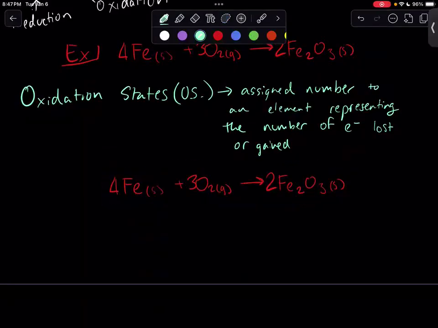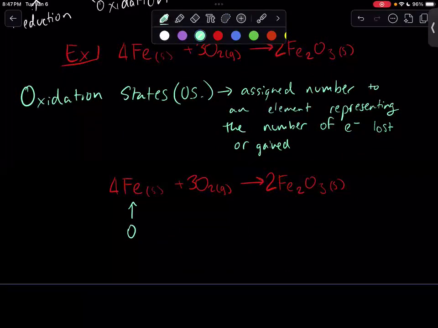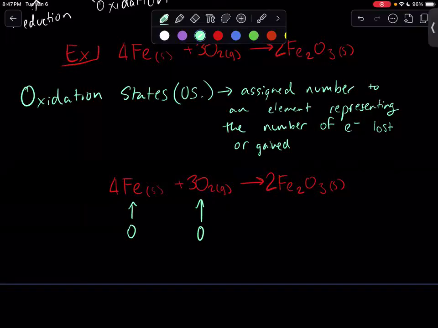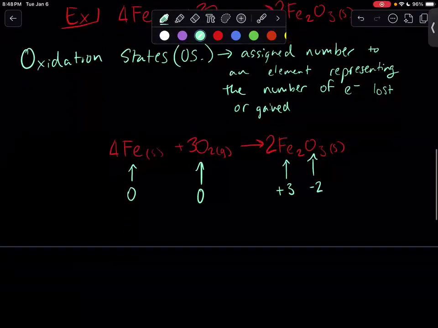Iron in the original problem starts out with an oxidation state of 0. It's elemental iron. It hasn't gained or lost any electrons. Same with oxygen. Elements on their own have a neutral or 0 oxidation state. So when we identify those oxidation states, they both start as 0 in their elemental form. Now here, iron is representing the 3 plus cation. So it has a plus 3 oxidation state, while oxygen is representing the 2 minus anion, so it has a minus 2 oxidation state.